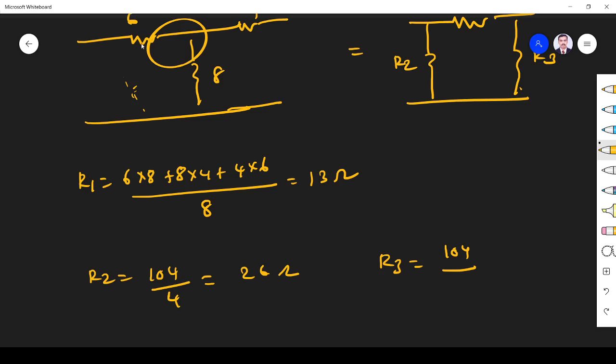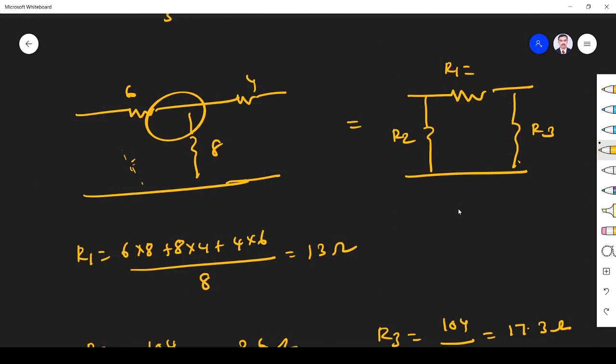R3 right hand side, opposite 6. Simple. Right? 17.3 ohm. Right? So please understand, very simple. When you want to convert a star to delta, what you have to do? Make individual combination multiplied, then divided by opposite.